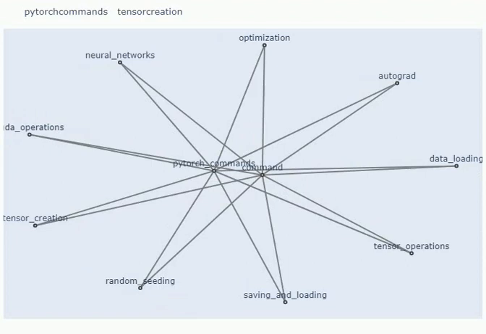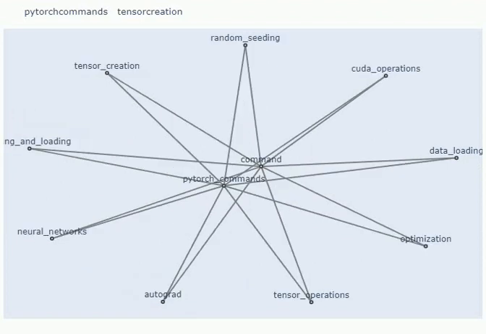Tensor operations. Command: tensor.add(other). Description: element-wise addition of tensors. Command: tensor.sub(other). Description: element-wise subtraction of tensors. Command: tensor.mul(other). Description: element-wise multiplication of tensors. Command: tensor.div(other). Description: element-wise division of tensors.